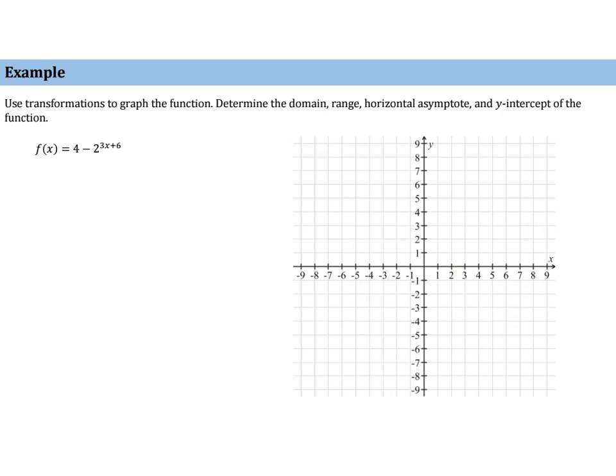So let's take a look at an example. f of x equals 4 minus 2 raised to the 3 plus x. So let's rewrite this. This is -2 raised to the 3x plus 6, then add 4. If it helps, this is the same thing as -1 times 2 raised to the 3x plus 6 plus 4. So we have -1 times 2. I'm going to have to factor that 3 out of the exponent.